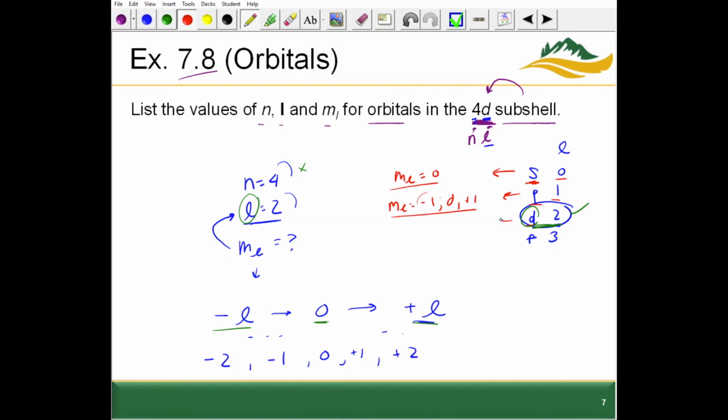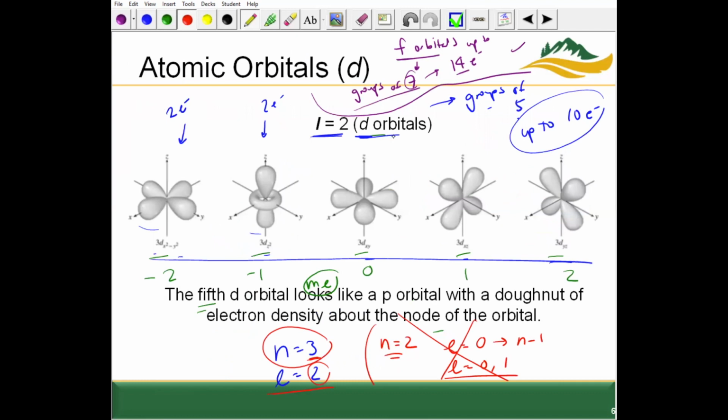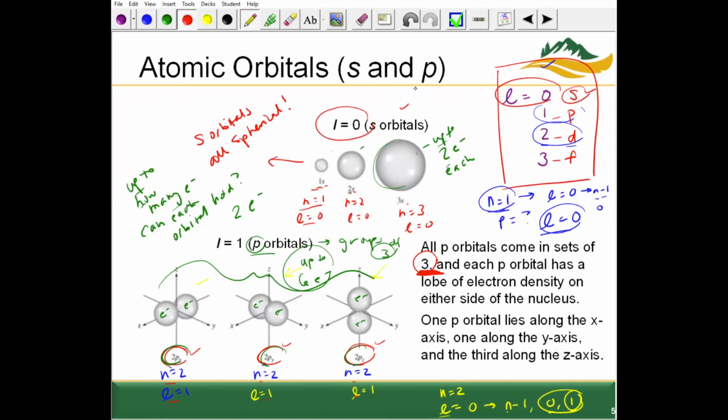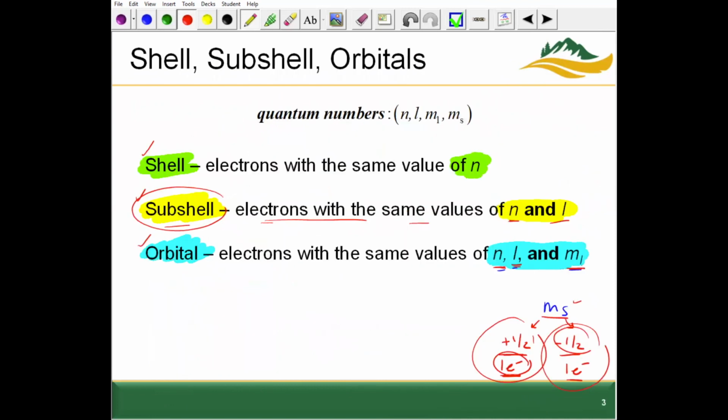For d, where L is equal to 2, we just figured out that m sub L can be all of these 5 different possible options. And that makes sense because for the d orbitals, there are 5 different shaped d orbitals. So these 5 different shapes here. For s, there's only one shape orbital. It's just a sphere each time. These all have different values of n, right? So these are all different shells in general. So this is an entirely different shell, entirely different shell, entirely different shell, because we define the shell as the n value here.